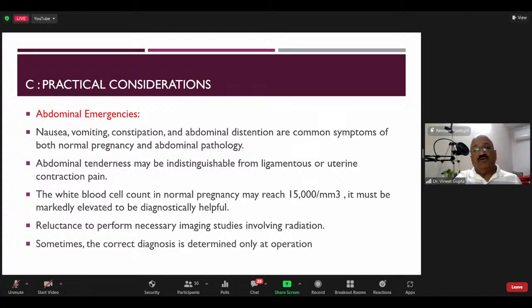Then there is reluctance to perform necessary imaging studies involving radiation. Everyone is afraid of doing X-ray or ultrasound or CT scan in these kinds of patients. Sometimes the correct diagnosis is determined only at the time of operation.